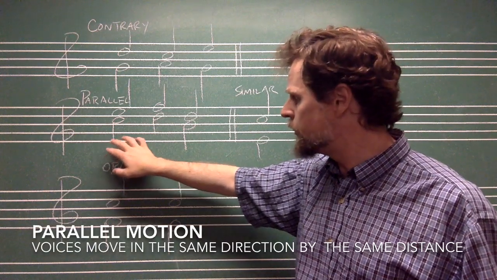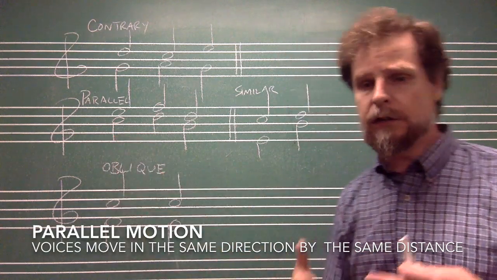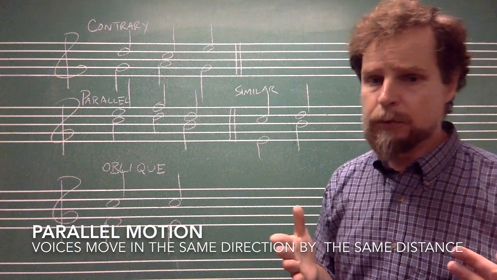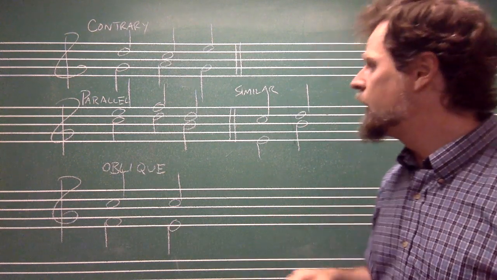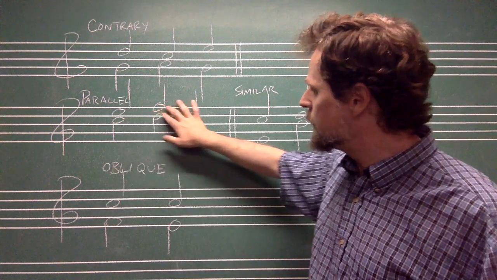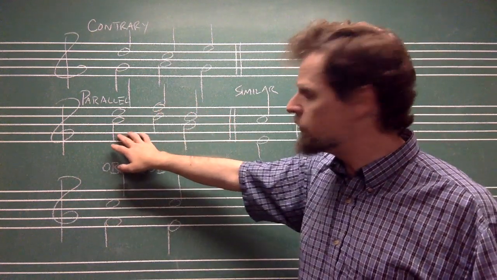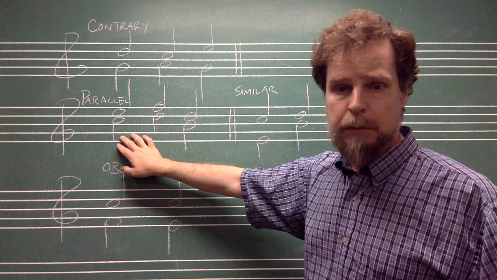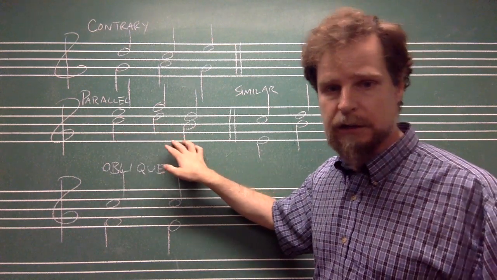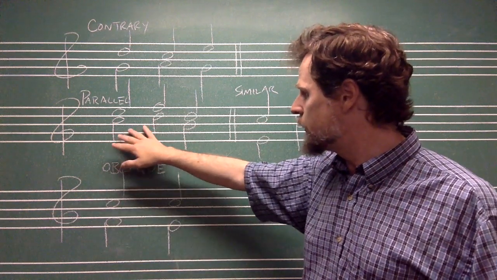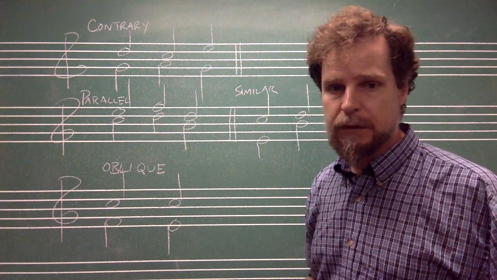And in parallel motion, just like parallel lines, like railroad tracks, the 2 parts, if one moves, the other moves the same amount, the same direction, and so they stay the same distance apart. And we would say that these 2 lines are moving in parallel thirds because they stay a third apart harmonically by moving the same distance melodically.